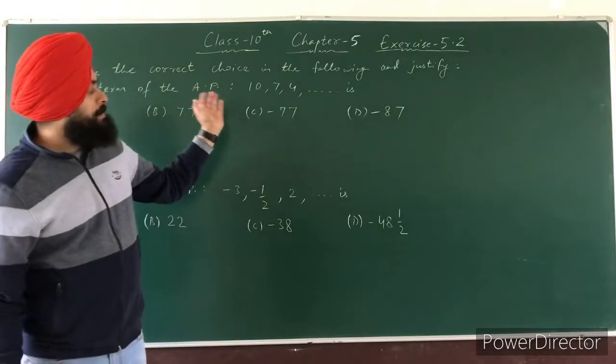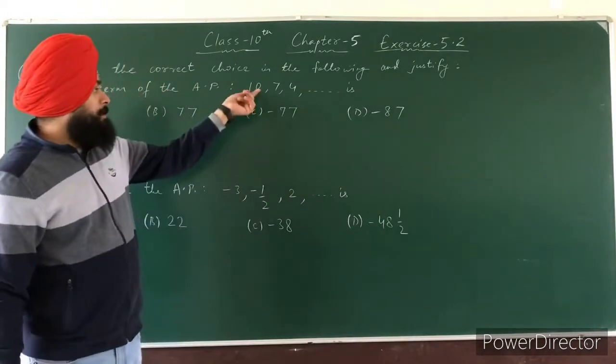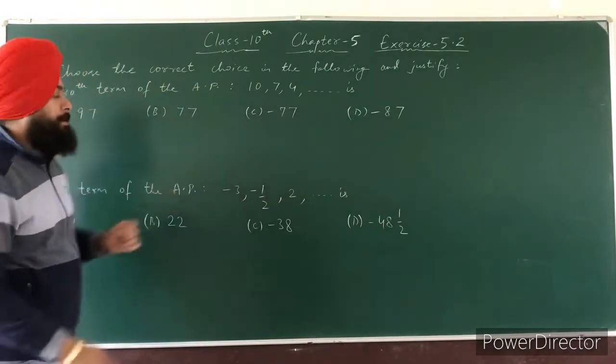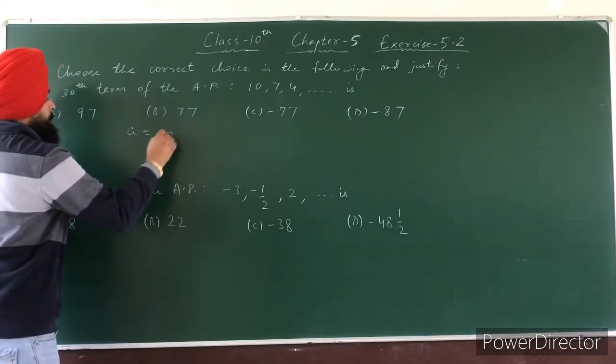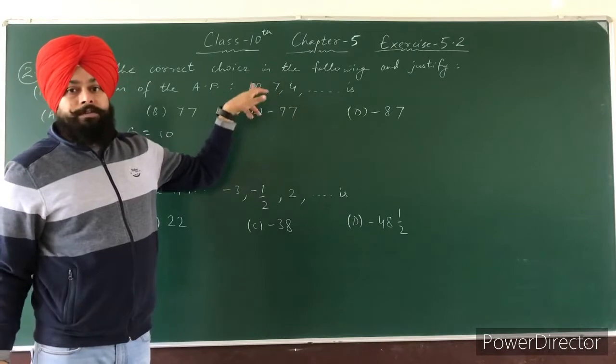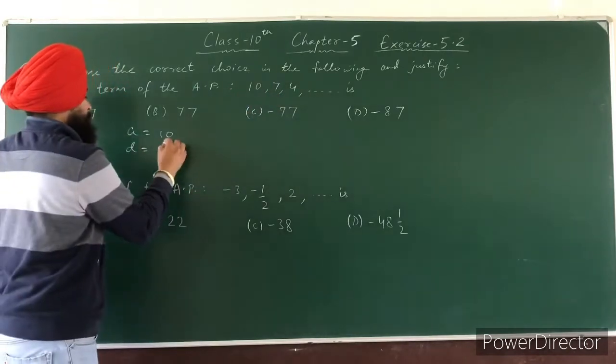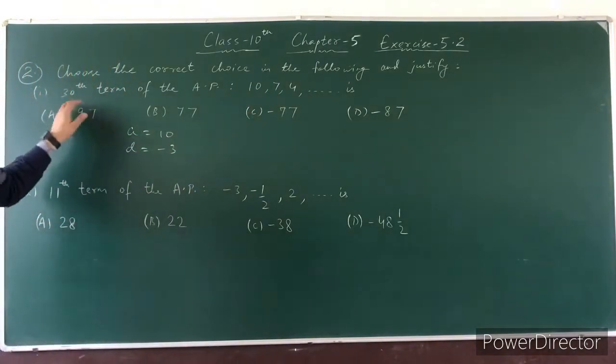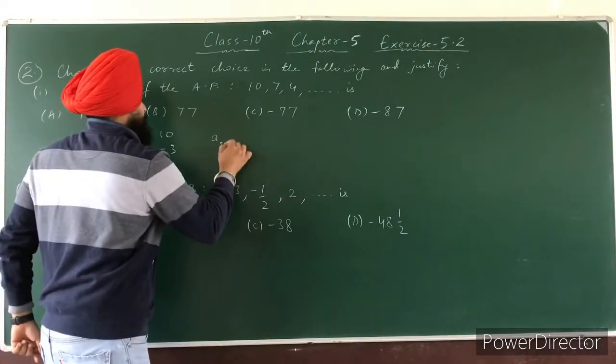So this series is given. In this series, what is the first term? A is 10. First term is 10 and the common difference is how much? A2 minus A1. So 7 minus 10 is minus 3. So you will find here the 30th term, means you will find A30.